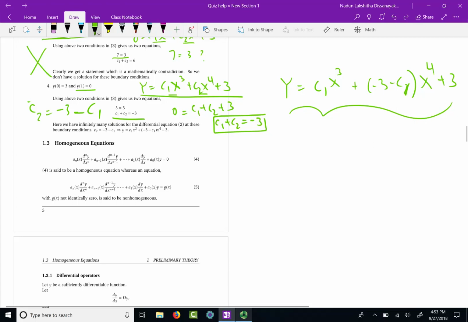In the fourth example, we saw that one of the conditions gave a mathematically sensible statement, but it didn't help. We were still left with c1 and c2, but we were able to say that we have infinitely many solutions. So depending on the boundary conditions you have, you can get one of these three things. Okay, that's the discussion.